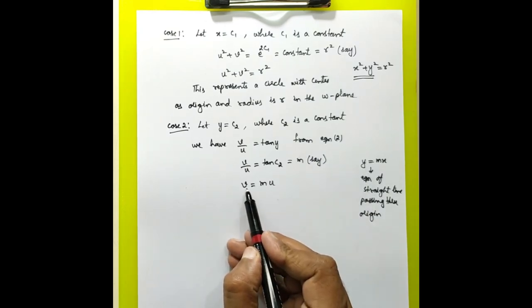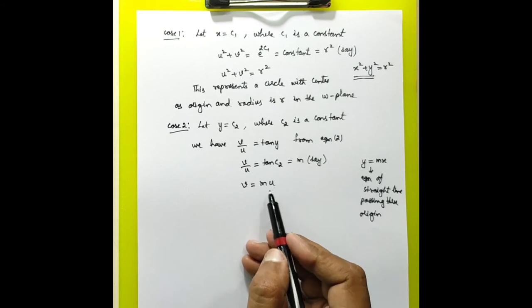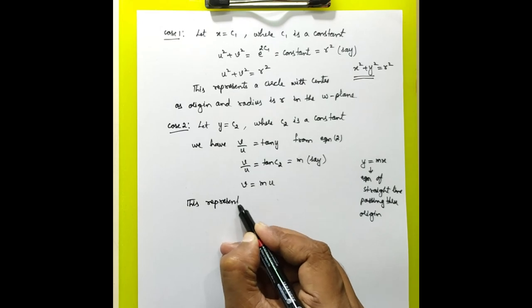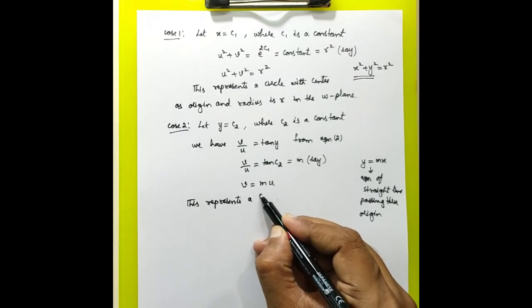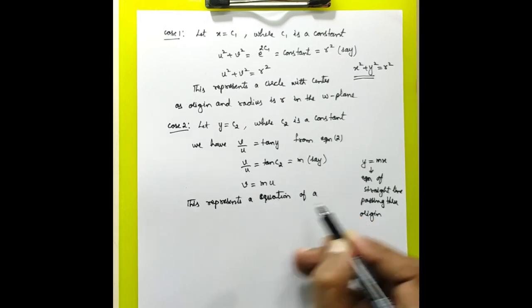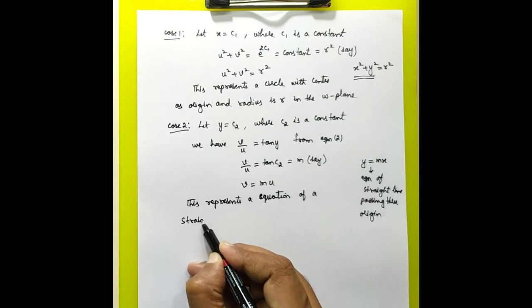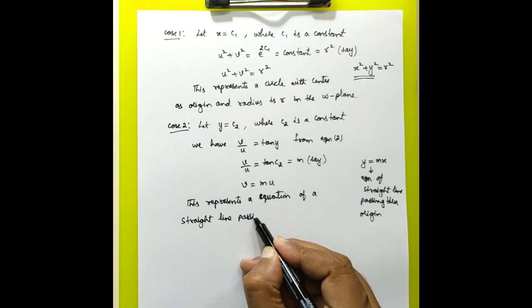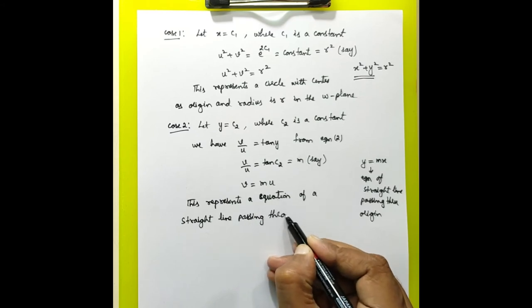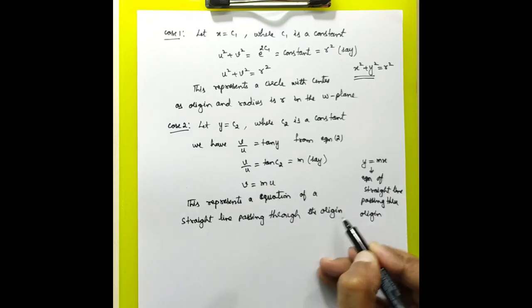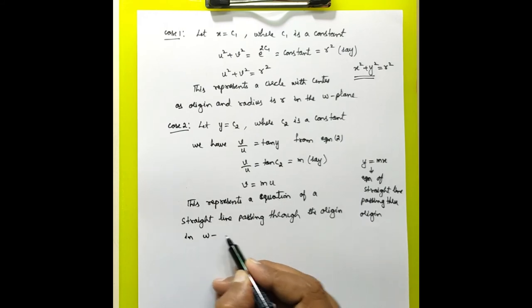So here also you have V is equal to M times U. So this also represents the equation of a straight line passing through the origin. So this is in which plane? In the W plane.